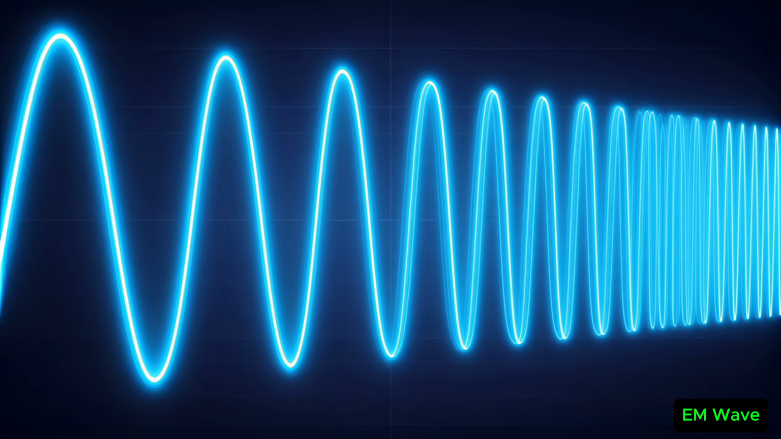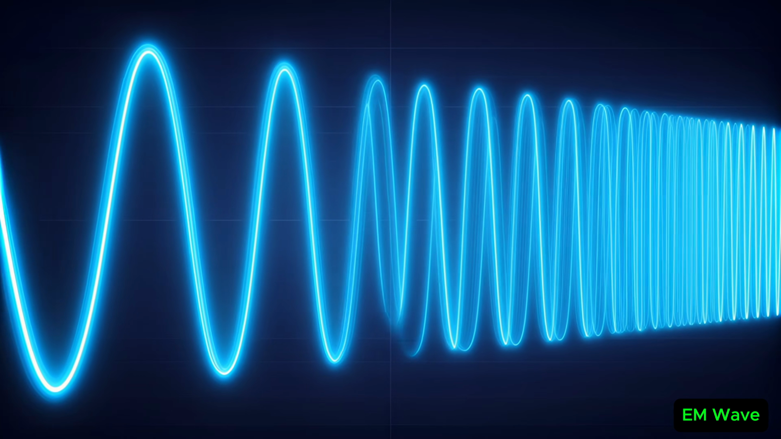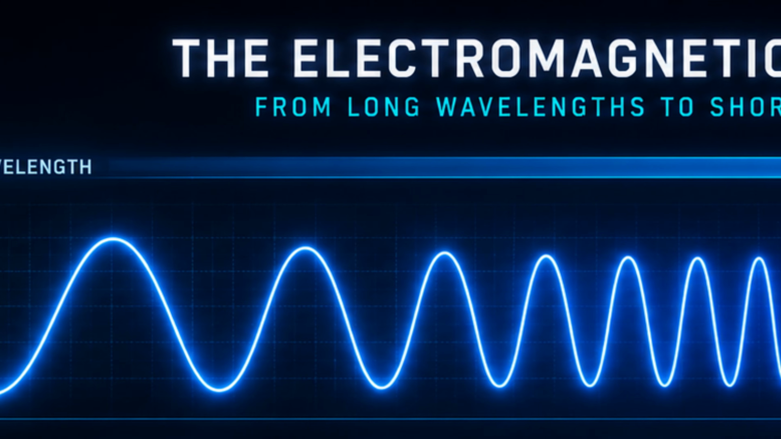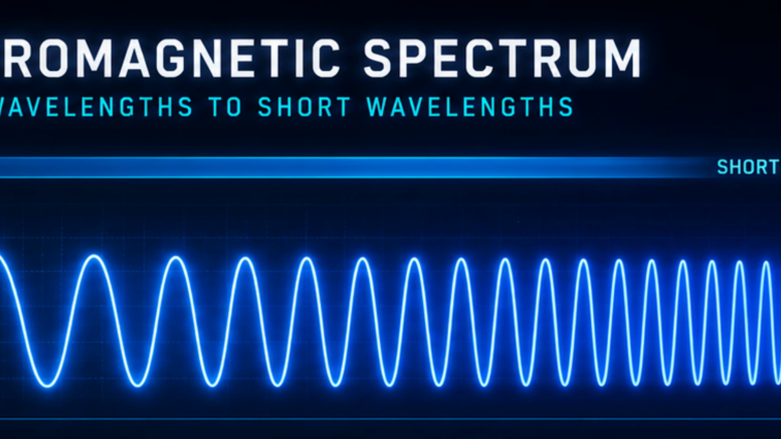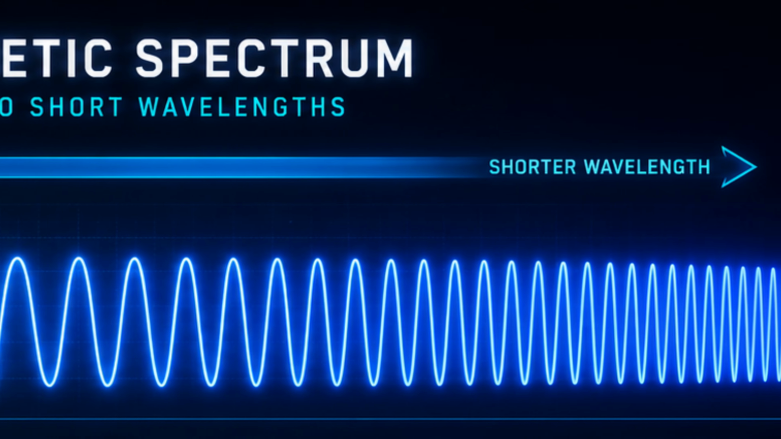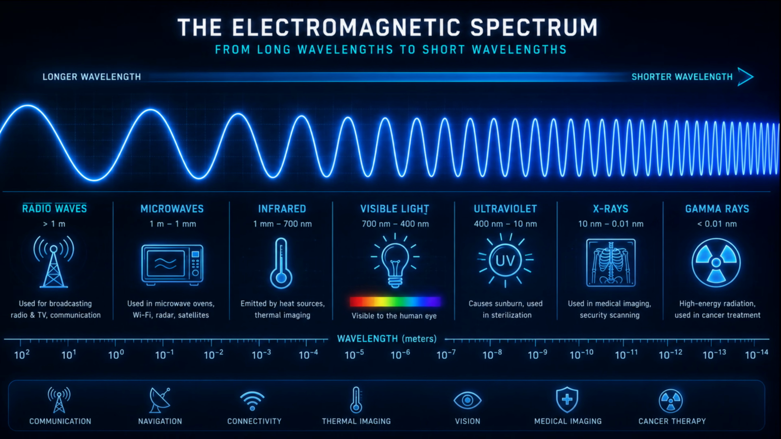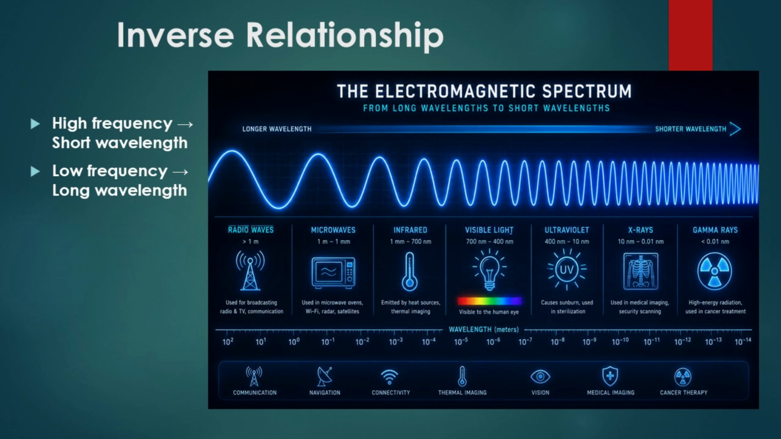This means that high-frequency waves have shorter wavelengths, and low-frequency waves have longer wavelengths. They move at the same speed, but their wavelengths are different.